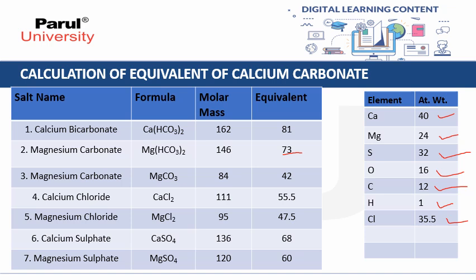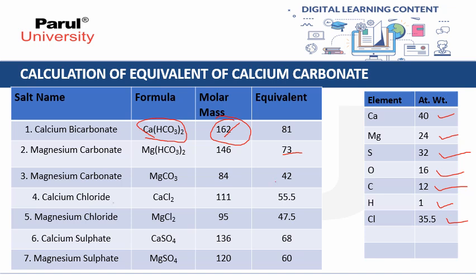So, the difference between the molar mass and the equivalent weight is that molar mass is the exact calculation of all the atomic weights of the elements present in this formula, and the equivalent weight is divided, that means the molar mass divided by its oxidation state. So, another one, magnesium carbonate MgCO3: molar mass 84 and equivalent weight 42.